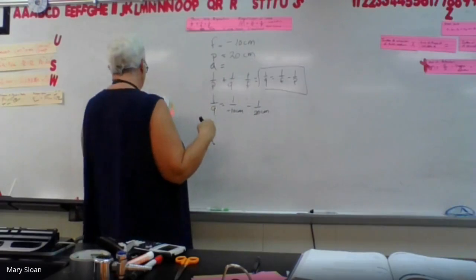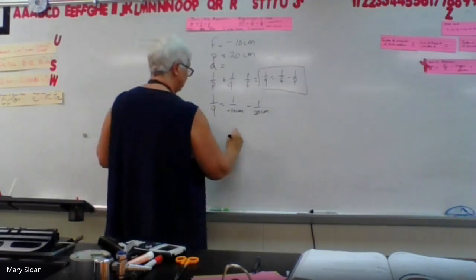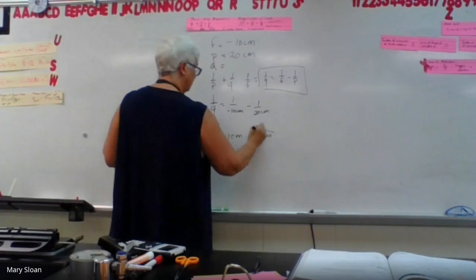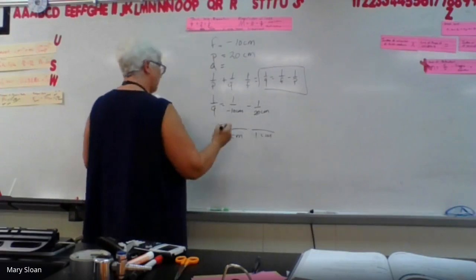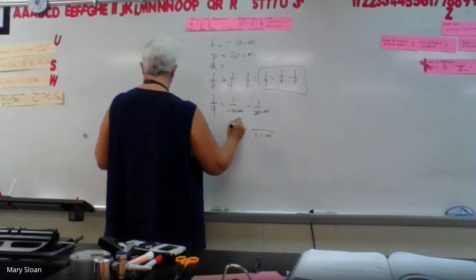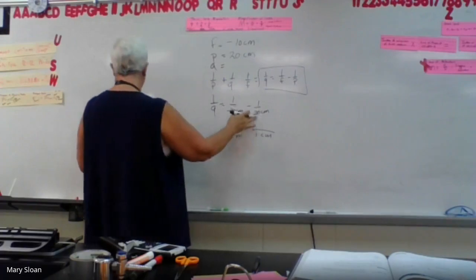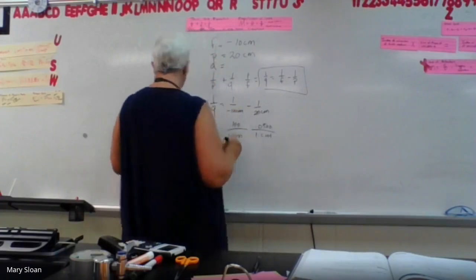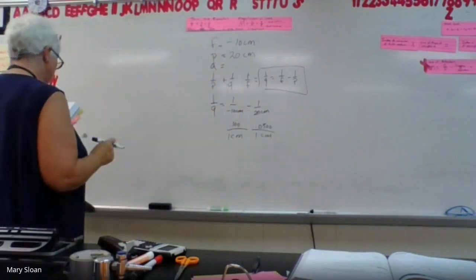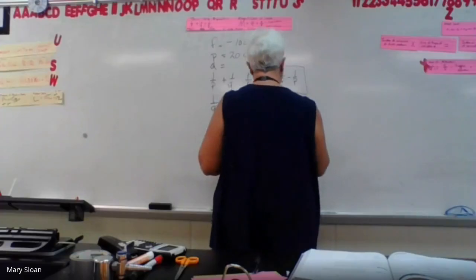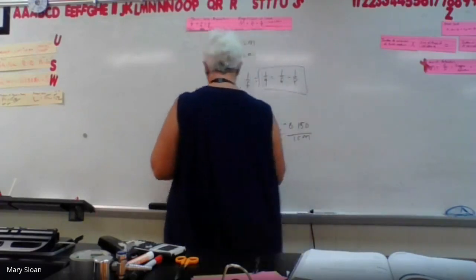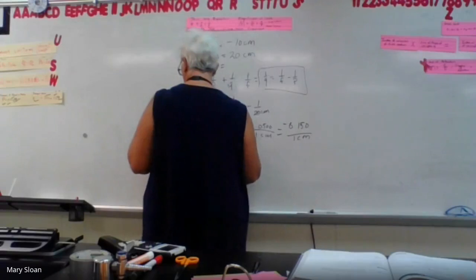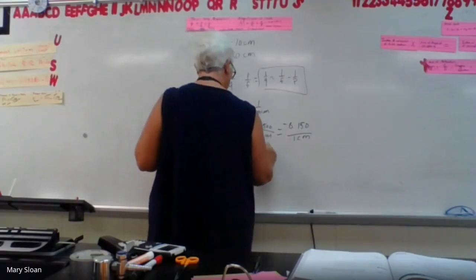Now, I chose 1 centimeter again. So if I chose 1 centimeter, this is 0.100, and then this one is 0.0500. Is that correct? Yes, ma'am. Equals 0.150 over 1 centimeter, which means that my Q should equal negative 6.67 centimeters.